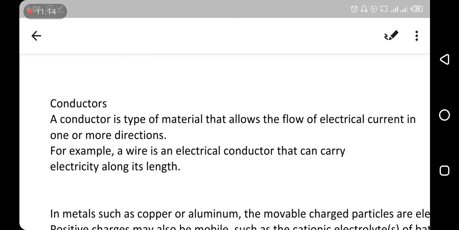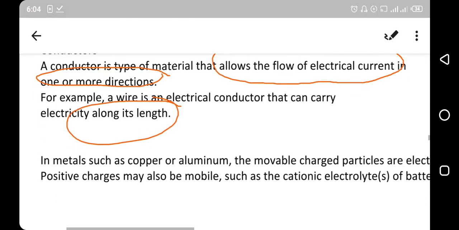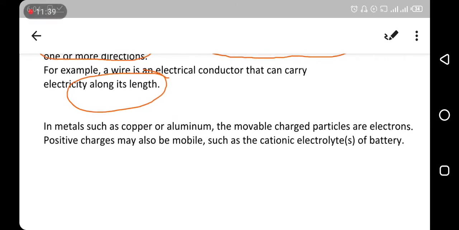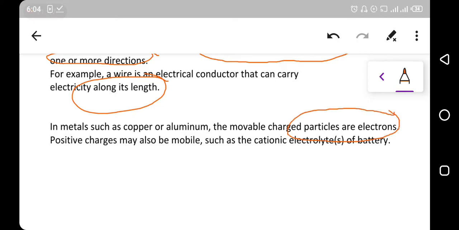The formal definition: a conductor is a type of material that allows the flow of electrical current in one or more directions. So the flow will be in one direction or more directions. For example, a wire is an electrical conductor that carries electricity along its length. In metals such as copper and aluminium, the movable charge particles are electrons. So vibebaji vya charge katika metals ni electrons.